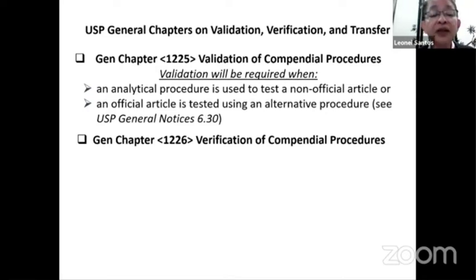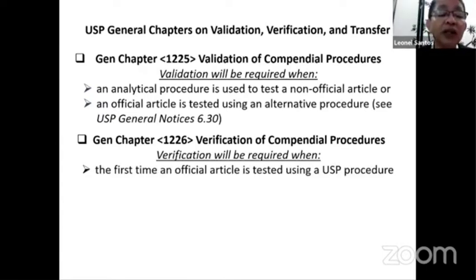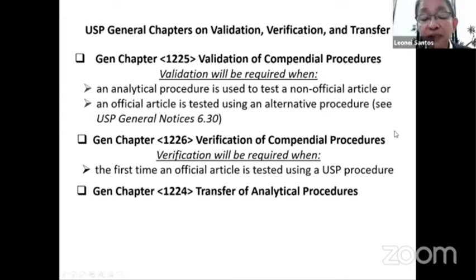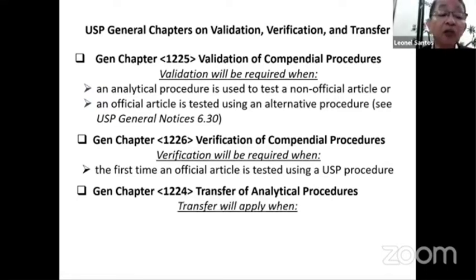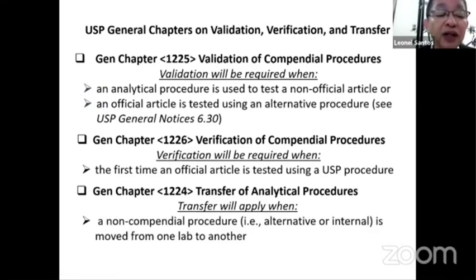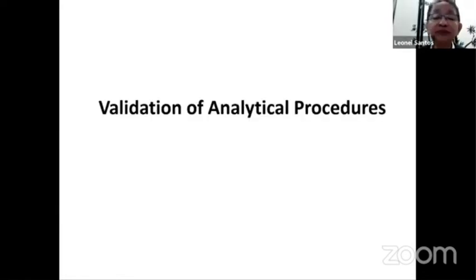General Chapter 1226, which is the verification of compendial procedures. When is this required? This is required the first time an official article is tested using a USP procedure. And finally, General Chapter 1224 would be the transfer of analytical procedures. And when do you use this? You'd use this when you are moving a non-compendial procedure, alternative or internal, from one laboratory to another.